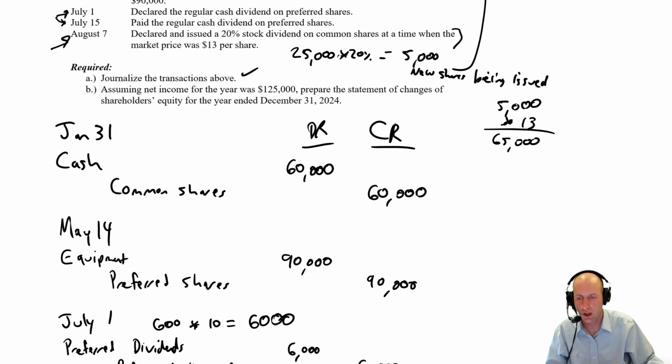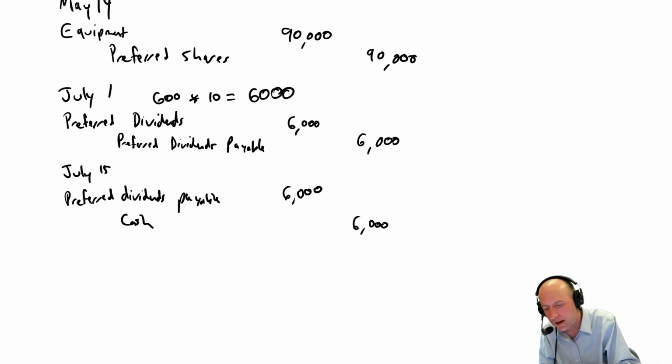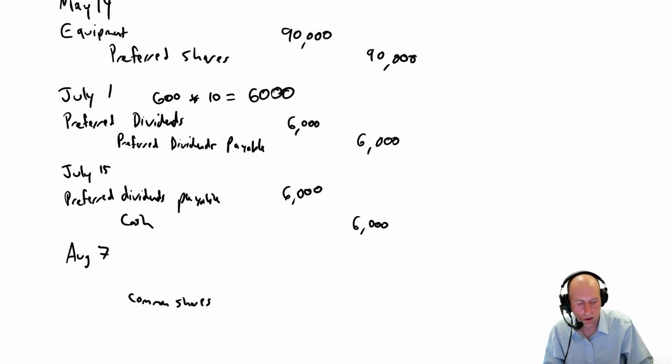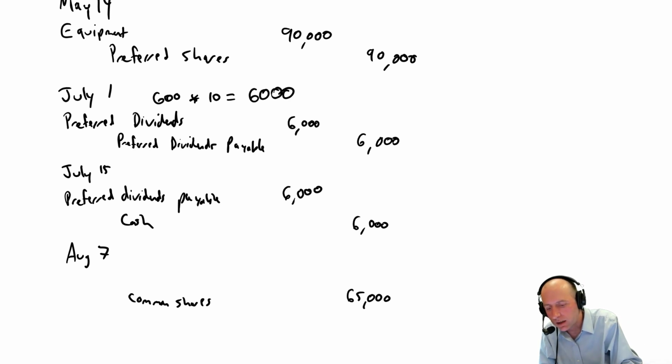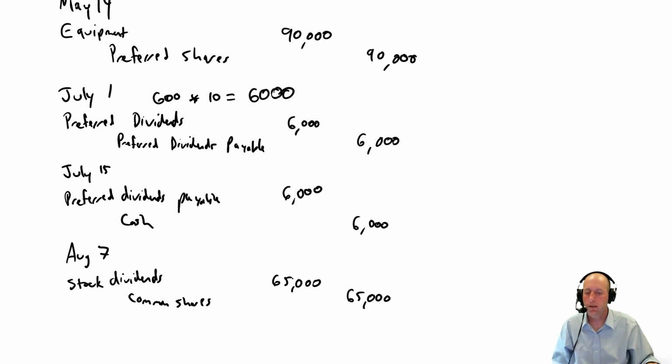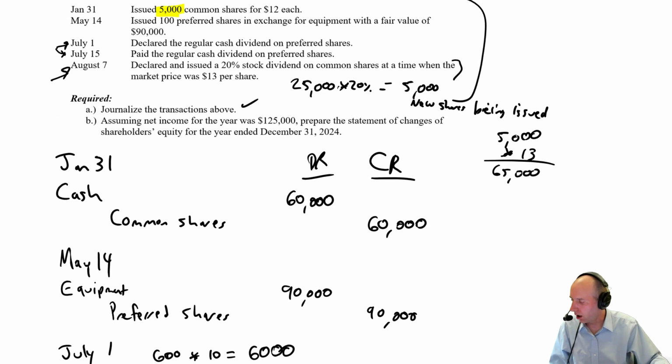So let's issue the shares. That's what's happening on August the 7th. Credit common shares, and the amount was $65,000. And our debit here is to stock dividends, $65,000. And there we have it. We have done all of our journal entries.